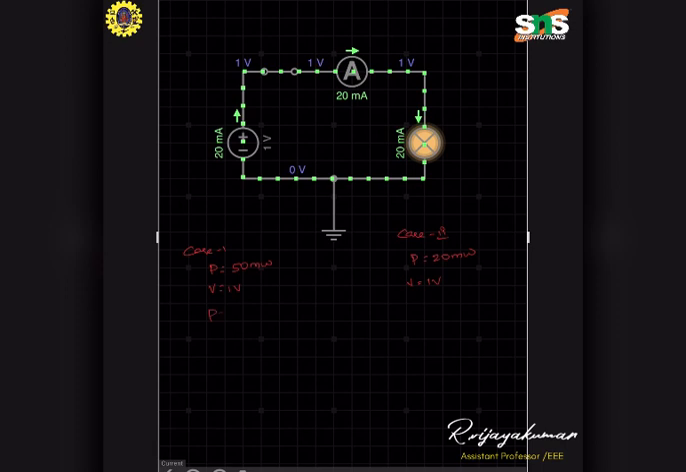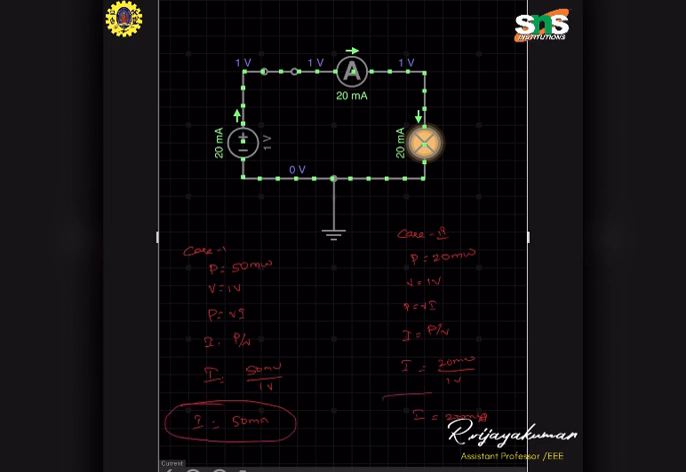The power calculation is P equals V into I. So I equals P by V, and here also I equals P by V. So I equals 50 milliwatts divided by 1 volt. Here I equals 20 milliwatts divided by 1 volt. So I equals 50 milliamperes. Here I equals 20 milliamperes.